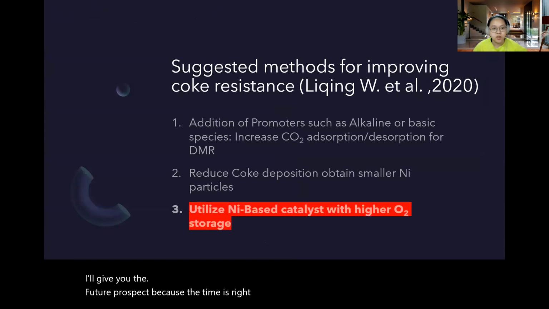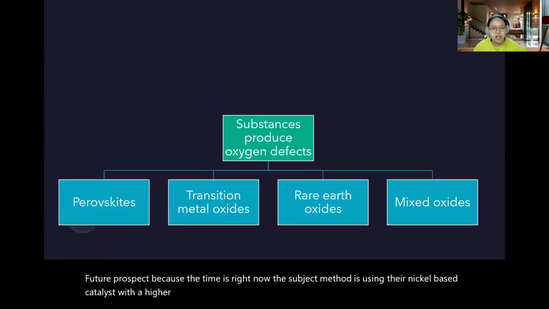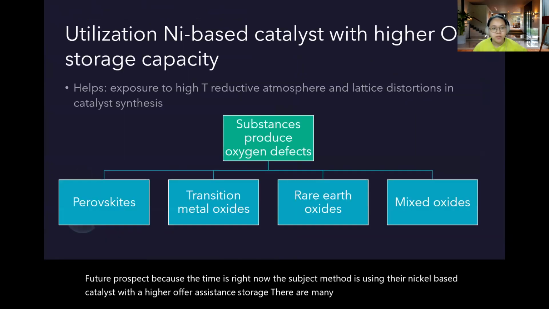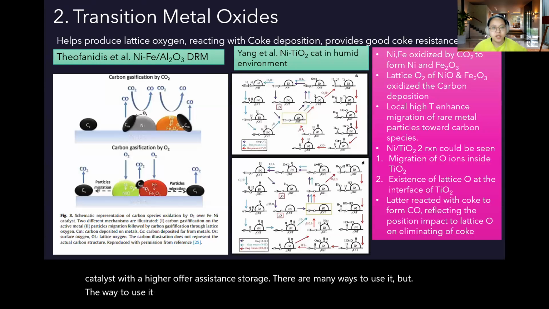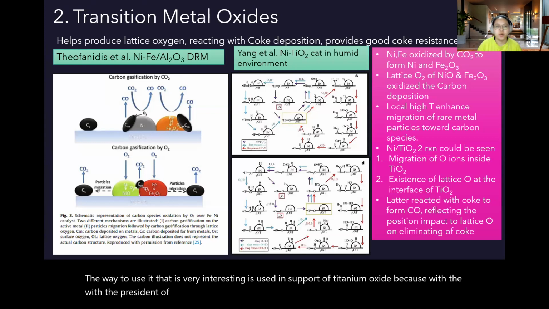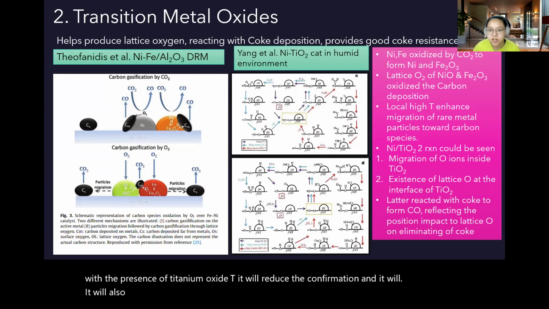The suggested method is using a nickel-based catalyst with higher oxygen storage. There are many ways to do it, but the way that is very interesting is to use a support of titanium oxide, because with the presence of titanium oxide, it will reduce the coke formation, and it will also eliminate the coke deposition through lattice oxygen.